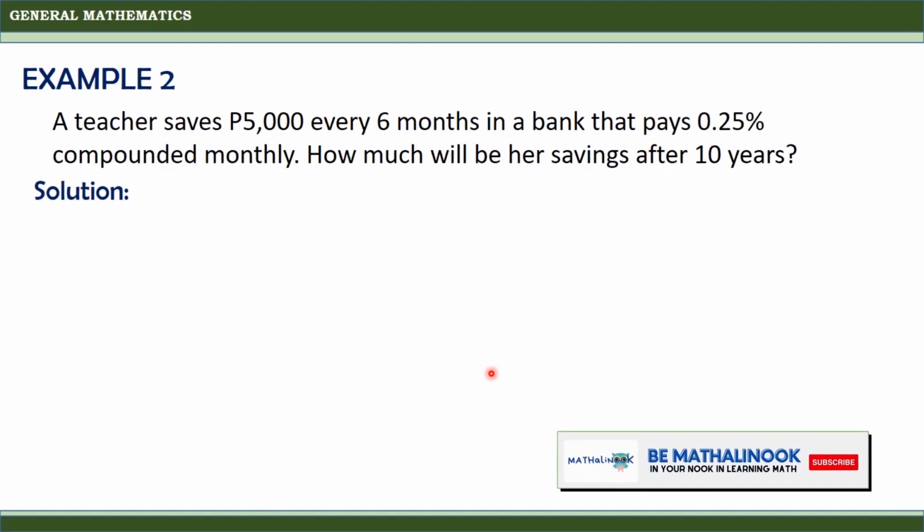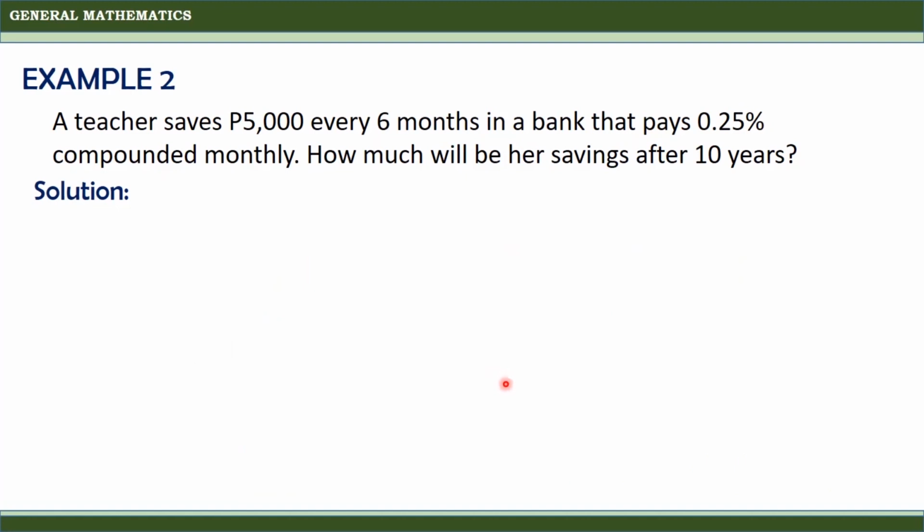Let us try another example. A teacher saves 5,000 pesos every 6 months in a bank that pays 0.25% compounded monthly. How much will be her savings after 10 years? In this problem, notice that the interest period and the payment interval are not the same. The payment interval is every 6 months. Therefore, the teacher pays twice annually, while the interest period is monthly.